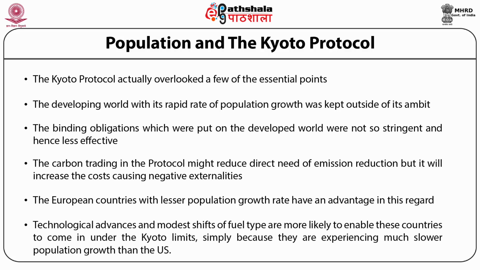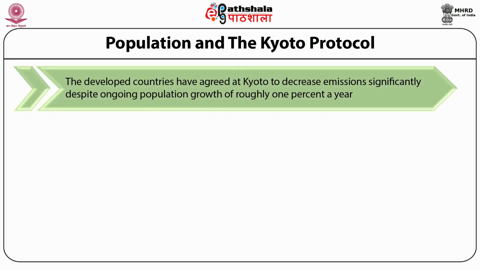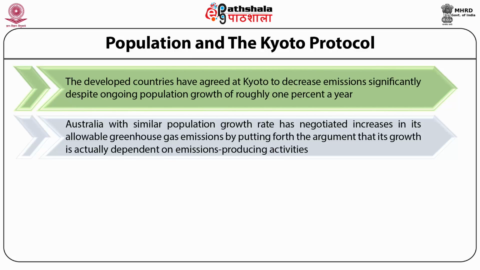Technological advances and modest shifts of fuel type, for example, from coal and oil to natural gas, are more likely to enable these countries to come under the Kyoto limits, simply because they are experiencing much slower population growth than the US. Like the US, other developed countries like Canada have agreed at Kyoto to decrease emissions significantly despite ongoing population growth of roughly 1% a year. Australia, with a similar population growth rate, has negotiated increases in its allowable greenhouse gas emissions by putting forth the argument that its growth is actually dependent on emissions producing activities.